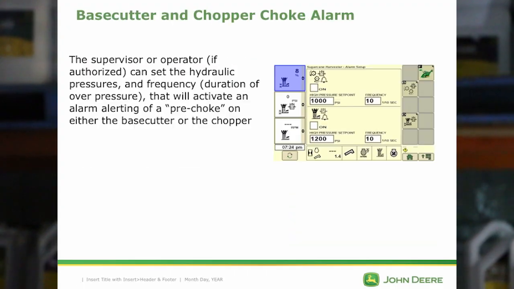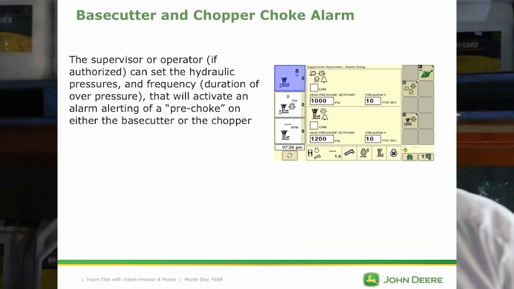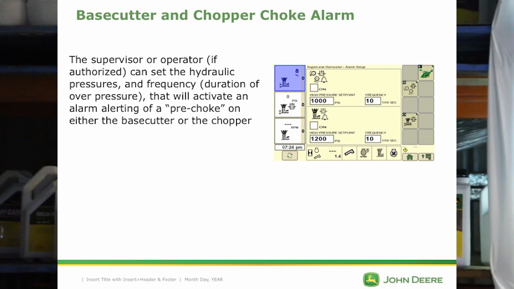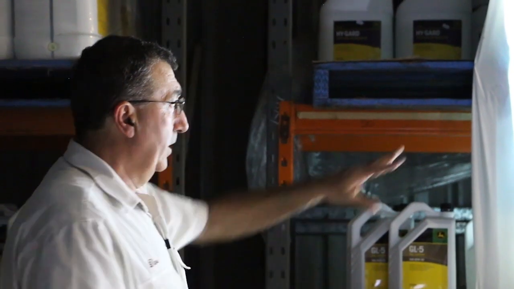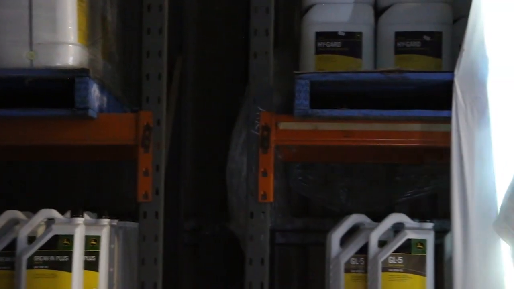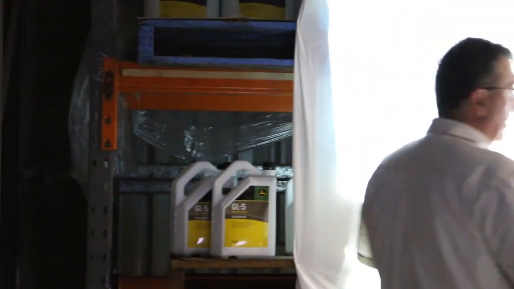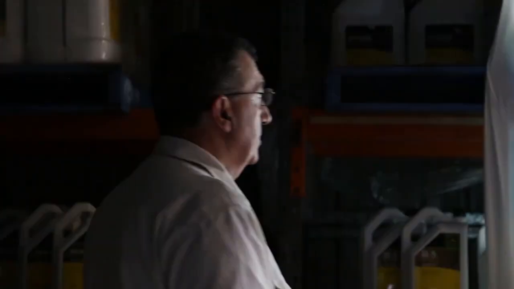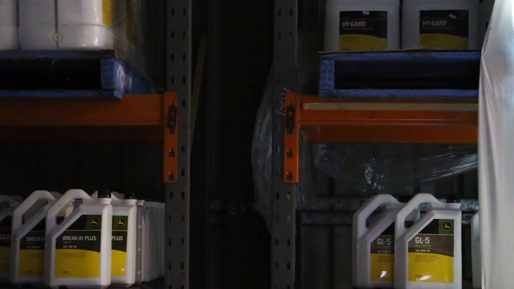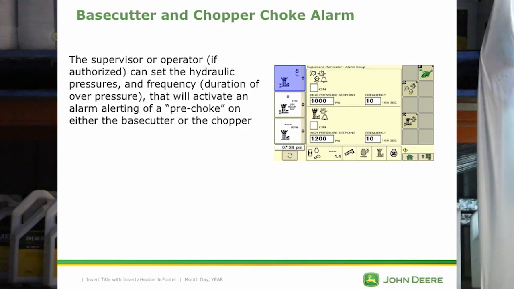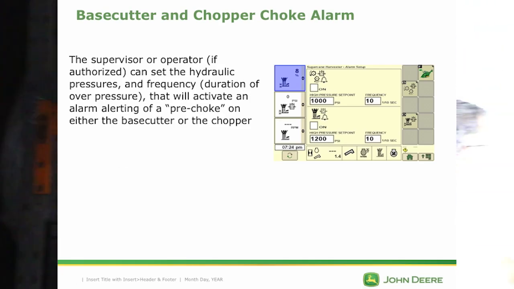We can set up our choke alarm the same sort of way. We can preset that choke alarm so it actually goes off before the choke actually happens. We can set the frequency in this box here, the amount of seconds or tenth of a second prior to, as it starts to load up. Because you won't know until it actually loads up when it starts to choke. But we can preset all that, and we can also preset our pressures, chopper pressure and base cutter pressure.